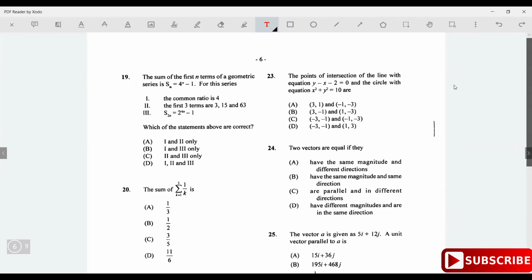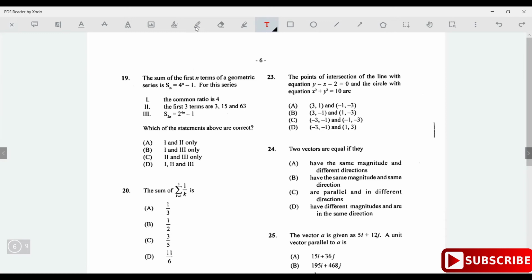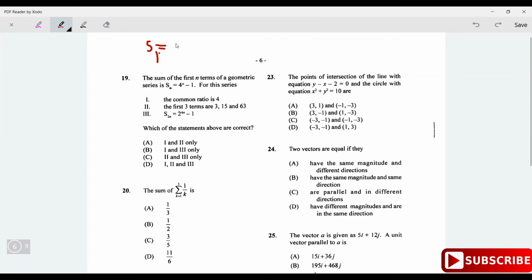All right, it says that the sum of, in terms of a GP, is Sn is 4 to the n. For this series, it wants to know if the common ratio is 4. So Sn is 4 to the n, all right? If Sn is 4 to the n, then that means S1, which is equal to the first term, S1 is just the first term A, and that means that the first term A is equal to 4 to the 1 minus 4 to the 1 minus 1 is 3. That is A. A equal 3.